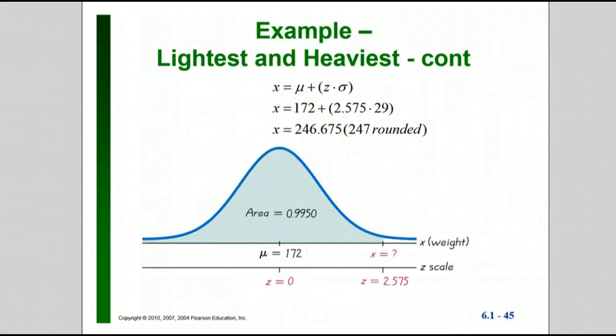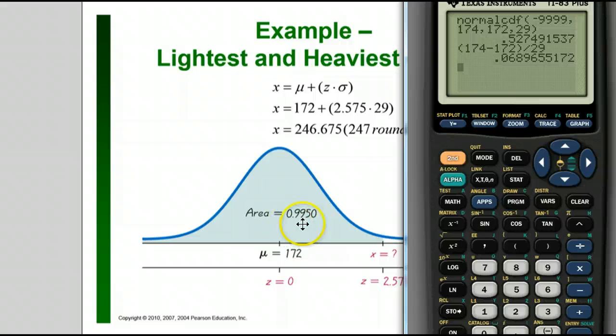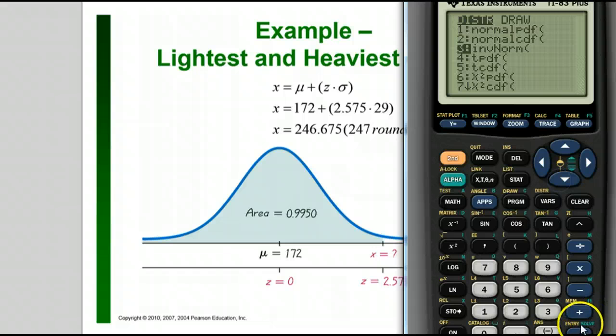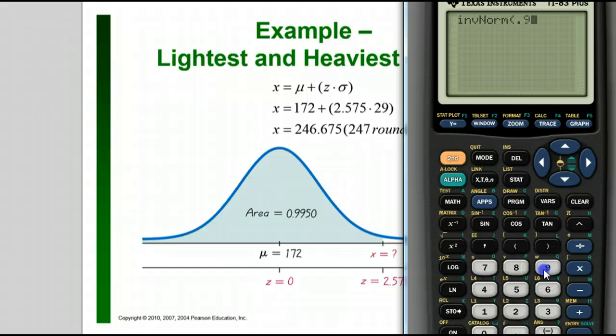Alright, and then we were down here doing this problem, finding the area to the left. Same thing, inverse normal. If you just put in an area to the left, it's going to give you a z-score. But if you give it an area to the left and you give it a mean and standard deviation, 172 and 29, it will convert it back to the x value for you rather than keep it as a z-score. So there's the 246.675, versus 246.699.